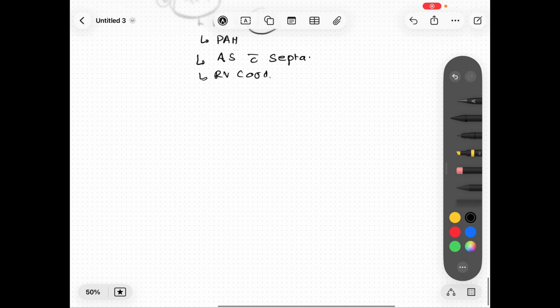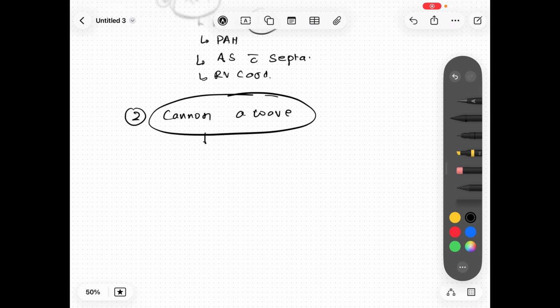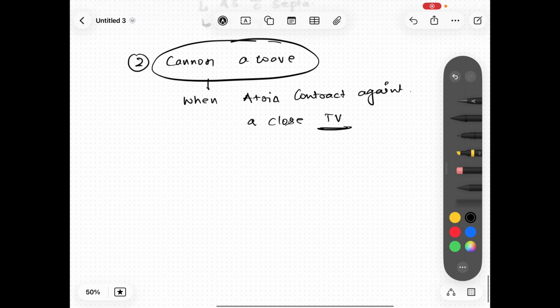Now second abnormality is cannon A wave. What is cannon A wave? It occurs when atria contracts against a closed tricuspid valve. So, what are the conditions possible? It is actually divided into two parts. Whether it is regular cannon wave and whether it is irregular.